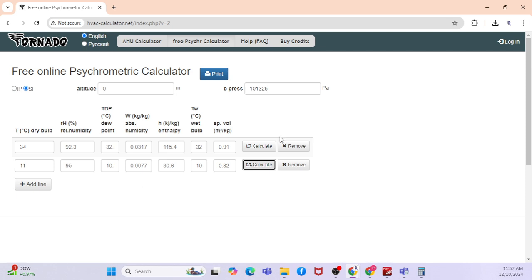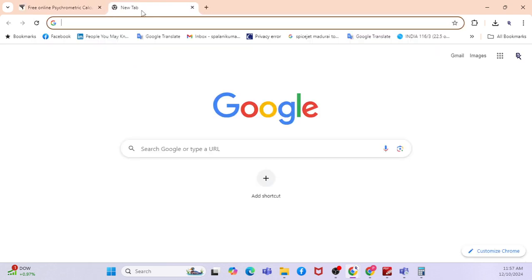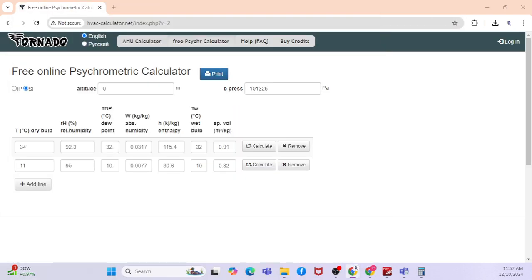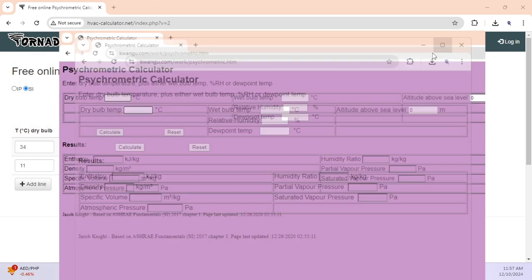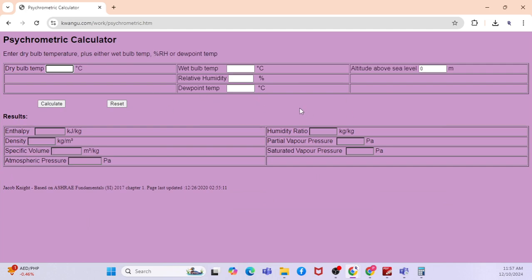See, I will tell you one more thing: how to calculate the supply temperature. Basically, if I go to the psychrometric chart, see, this is your psychrometric calculator. Say for example, as per the ASHRAE regulation for human comfort, what is the temperature? 24 and 50% RH, right?